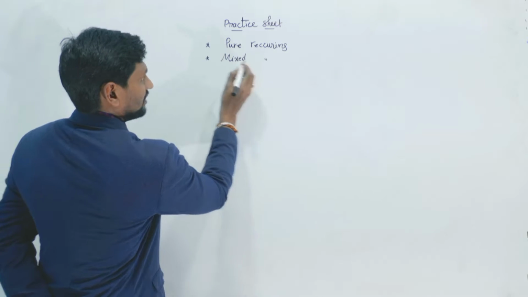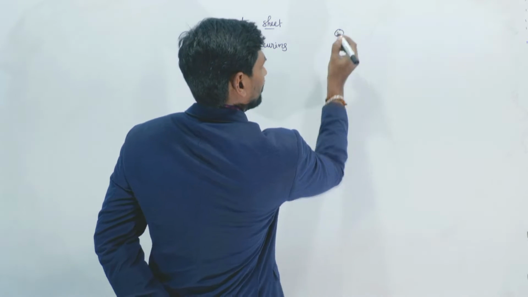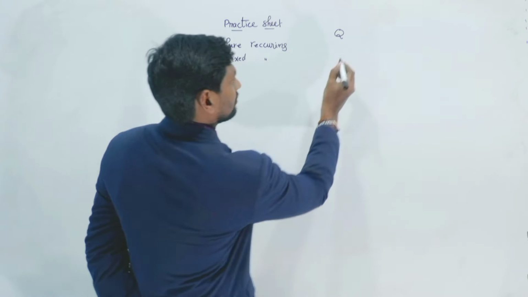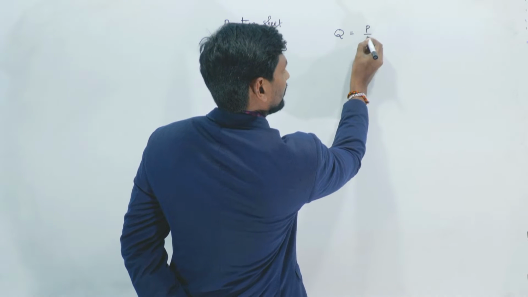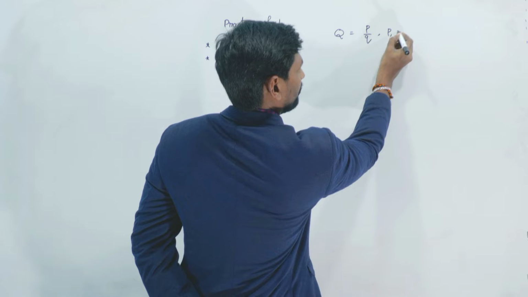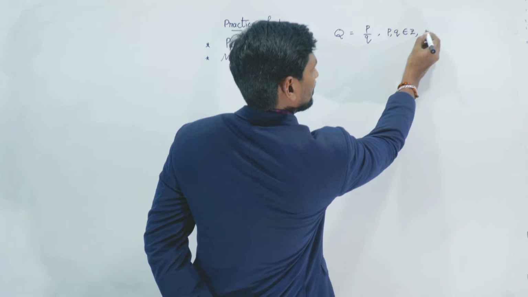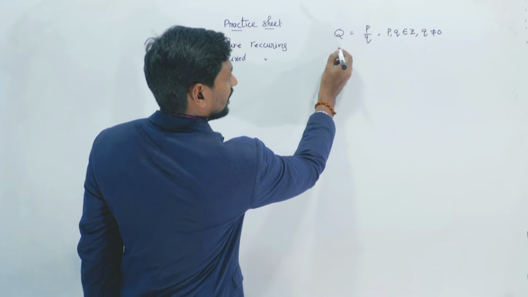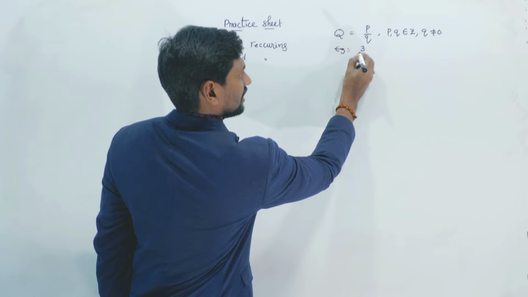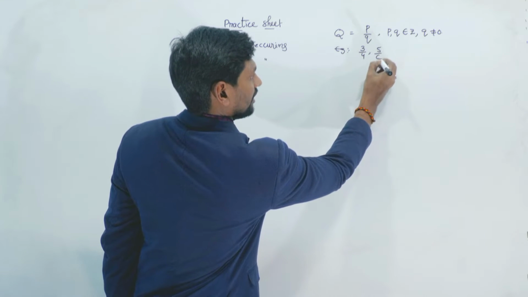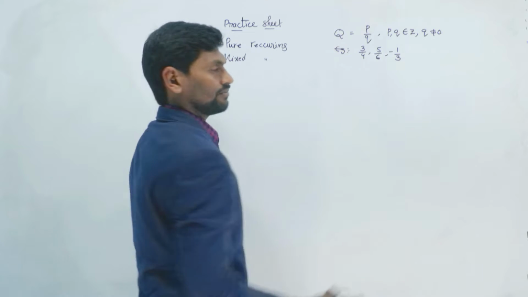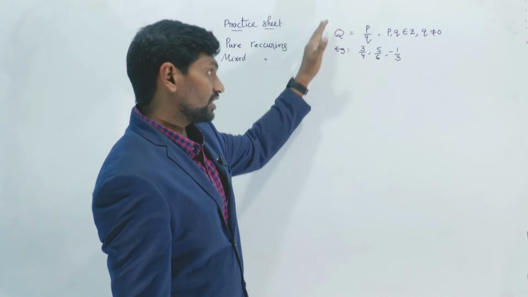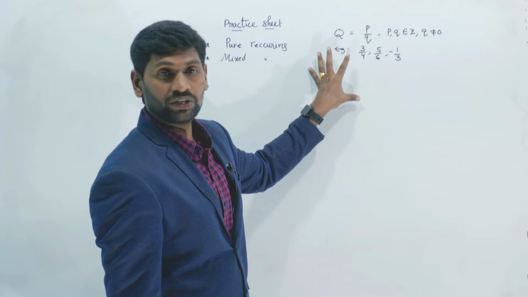While you are observing, rational numbers are represented with the letter Q. Rational numbers are in the form of P by Q, where P, Q belong to integers and Q does not equal 0. We have discussed rational numbers like 3 by 4, 5 by 6, minus 1 by 3. They are in the form of P by Q, right?